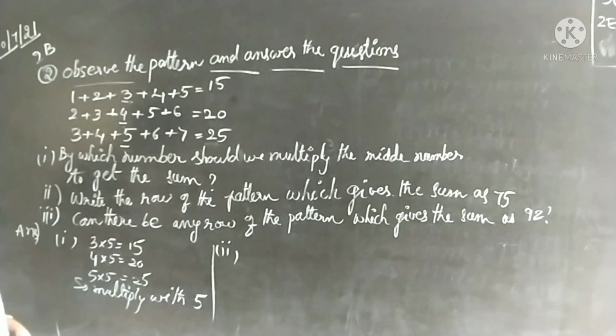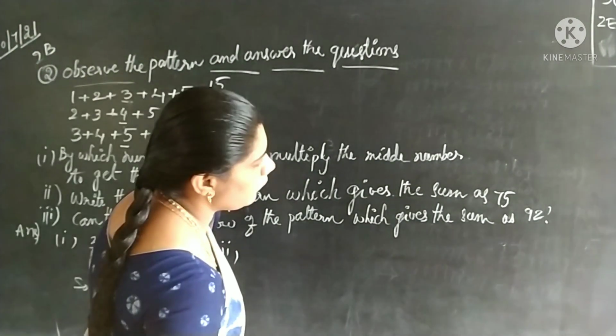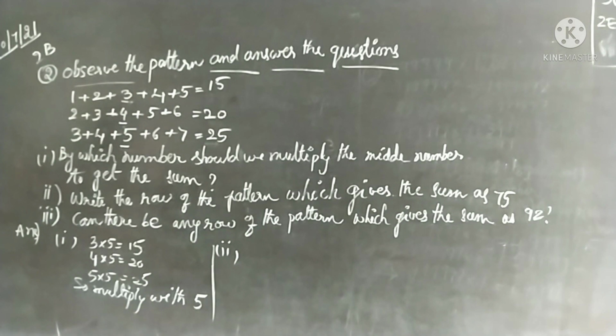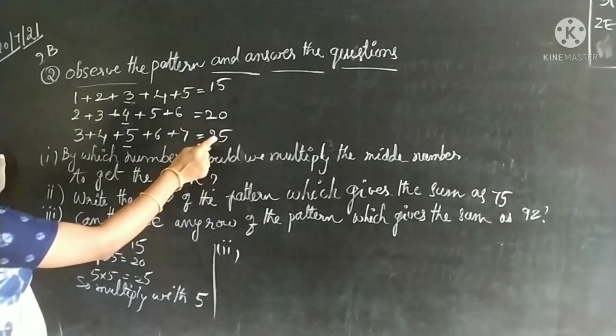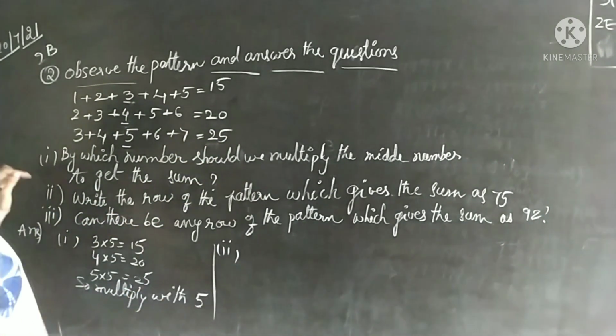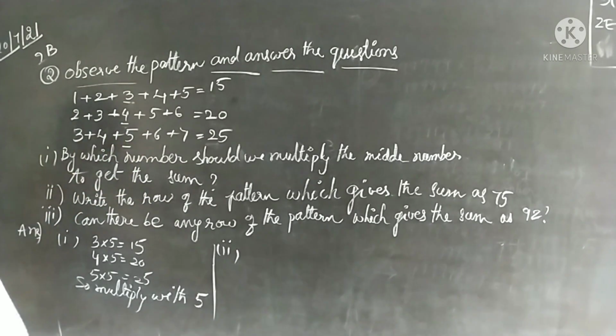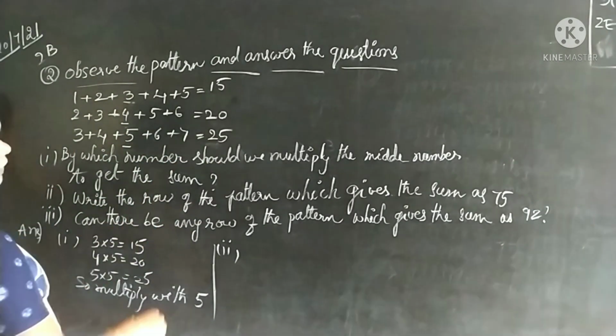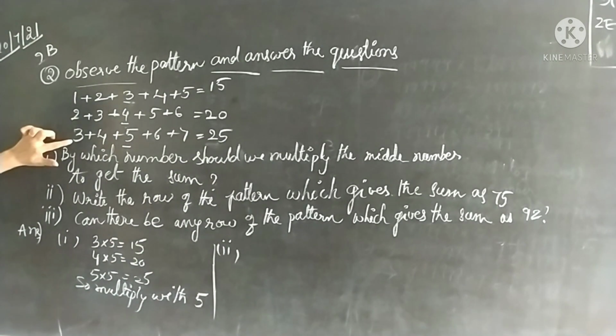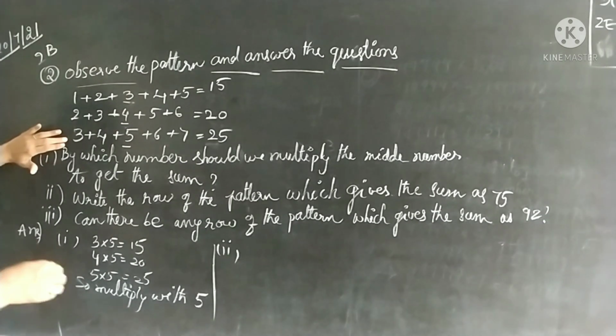Now what is the answer for the second one? Write the row of the pattern which gives the sum as 75. Here we are getting 15, 20, 25. Like that, somewhere you have to get that 75 sum. That row pattern we have to mention here. So each and every time, see, I will extend this pattern here. So next line I am writing. Follow this pattern and I want to write the next one.